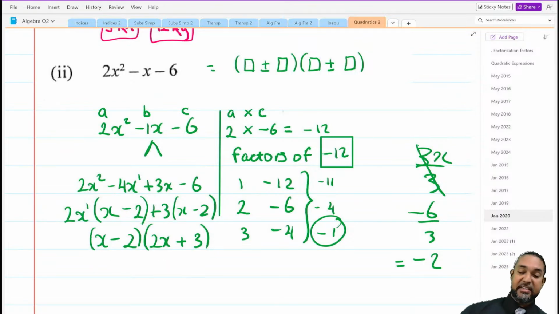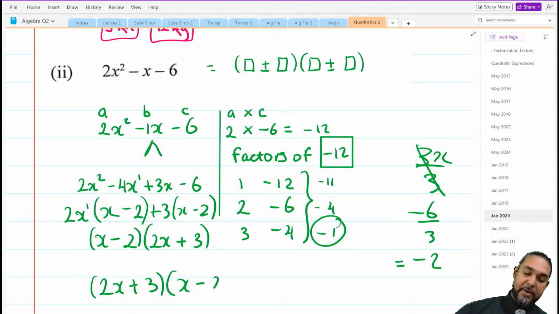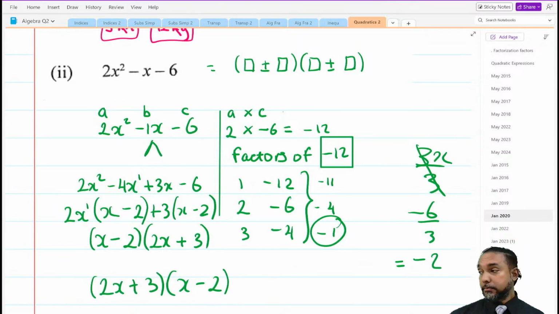Whether you state it as x minus 2 by 2x plus 3, or whether you do 2x plus 3 multiplied by x minus 2, it matters not. Because as we know, if we're multiplying, multiplication is commutative. The sequence of the multiplication doesn't matter to the answer. 2 by 3 is the same as 3 by 2. All right?